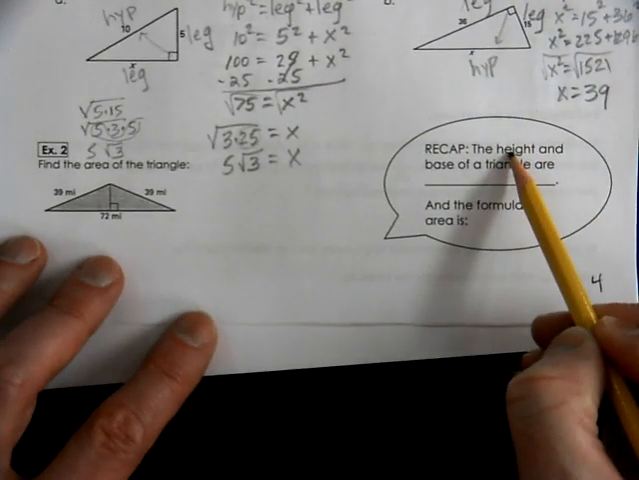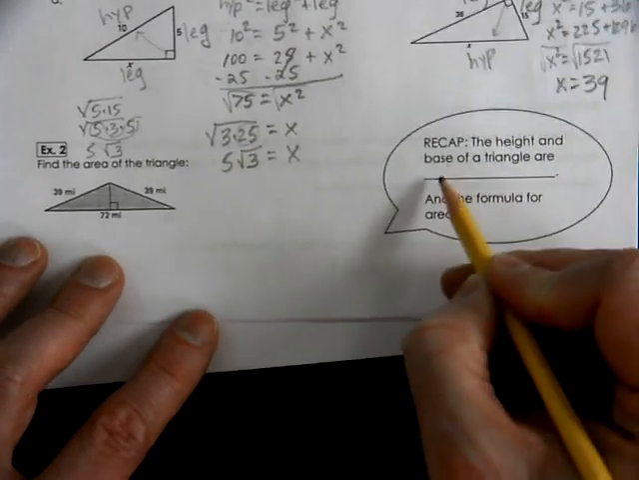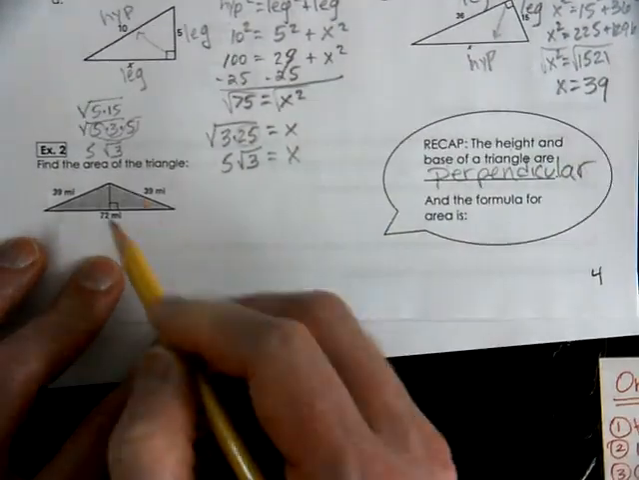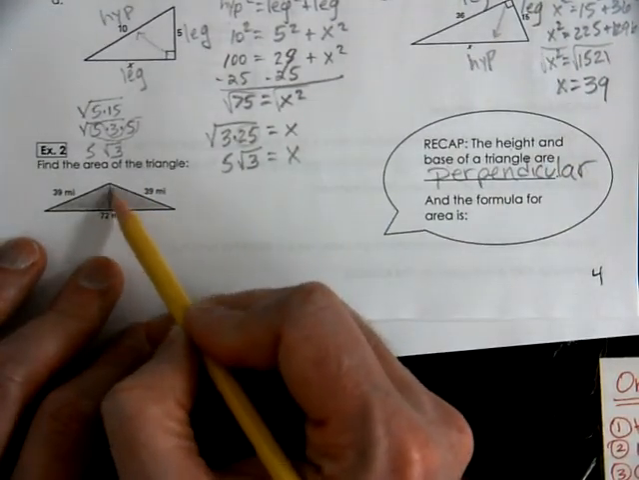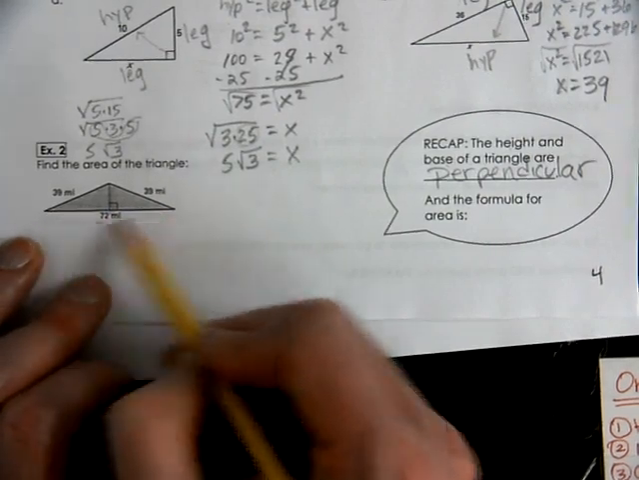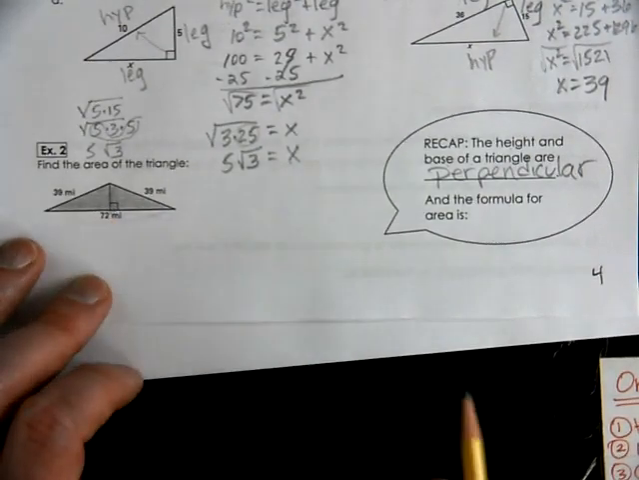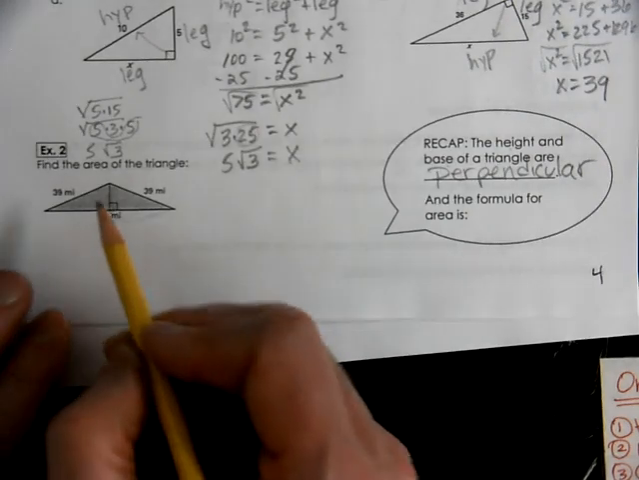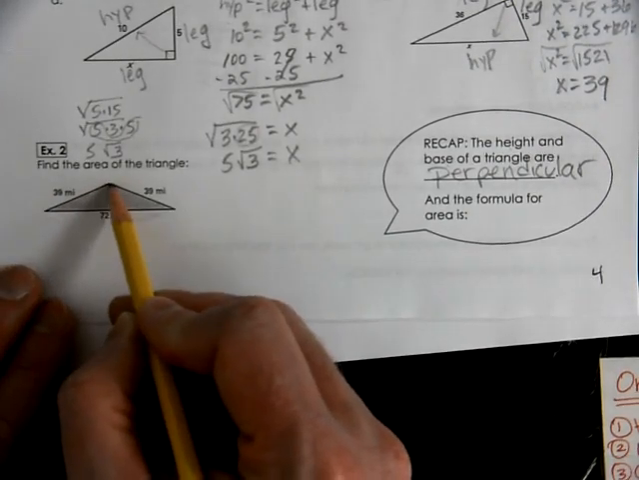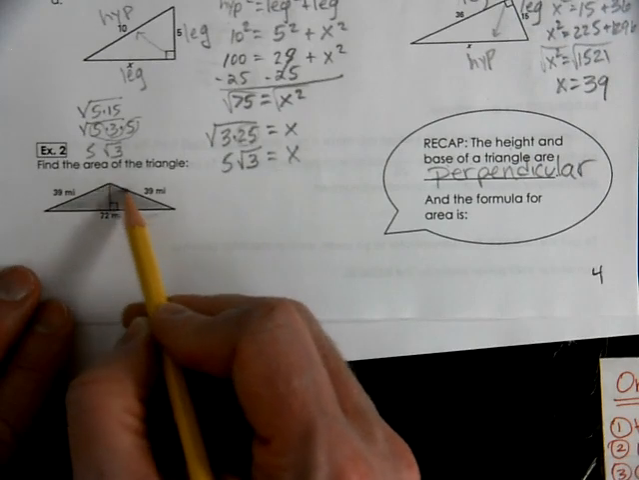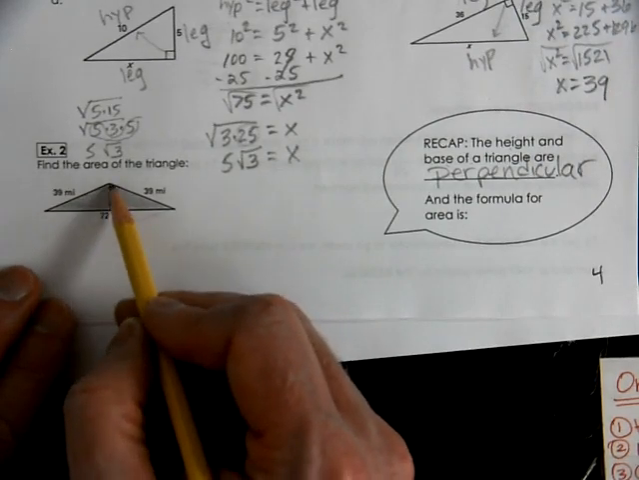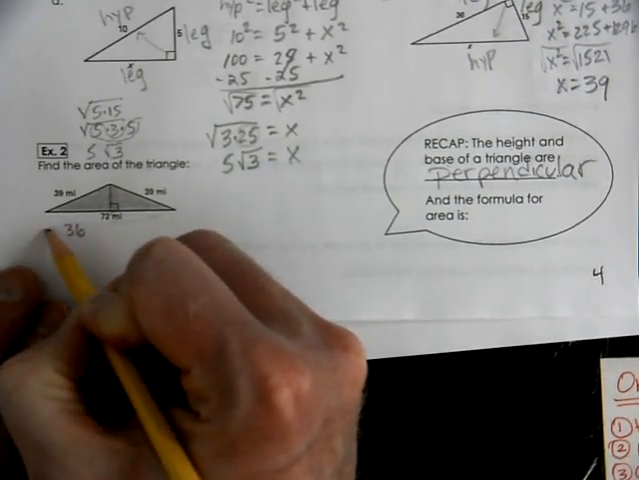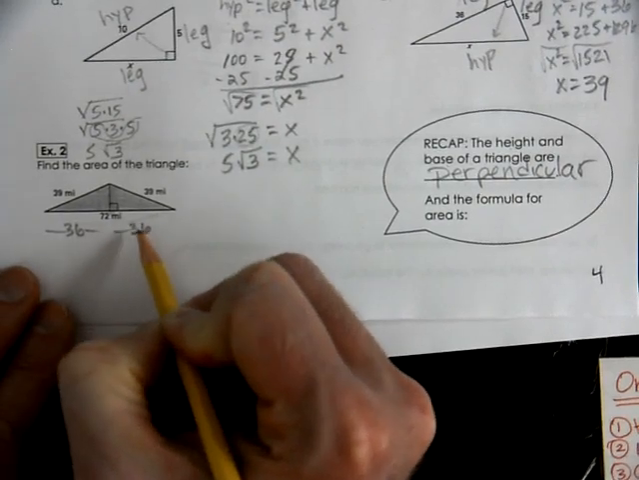Well, the height and the base of a triangle are perpendicular. So here, the height is straight up and down, the base is right to left. They're perpendicular to each other. Not just any perpendicular, but if you take a look, from this point, it's equal distance to both ends. So this is a perpendicular bisector of this triangle. So I know it's 36 on this side and 36 on that side.